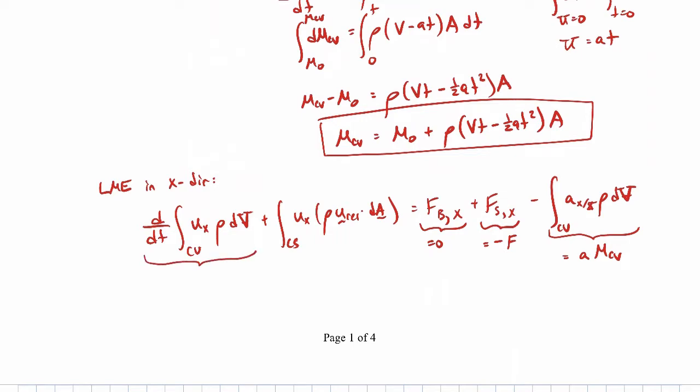This is the time rate of change of x linear momentum in the control volume using my little x coordinate system. This term will actually be 0 for our case, and let me explain why. This is probably the hardest part of this problem to understand. Specifically, I want to focus on this u sub x. This is the velocity in the x direction of all the stuff inside my control volume.